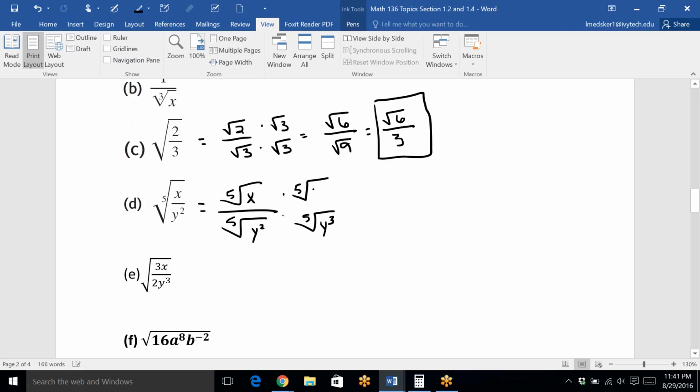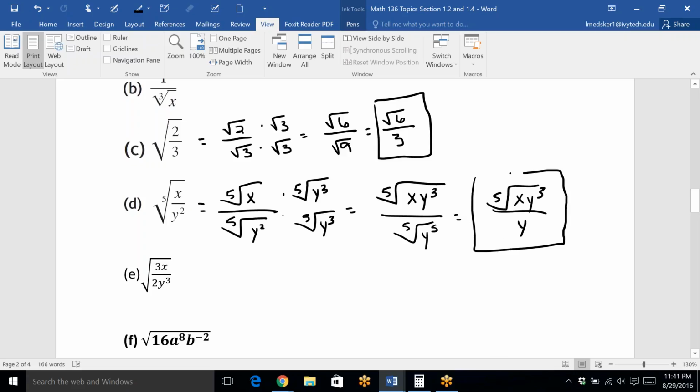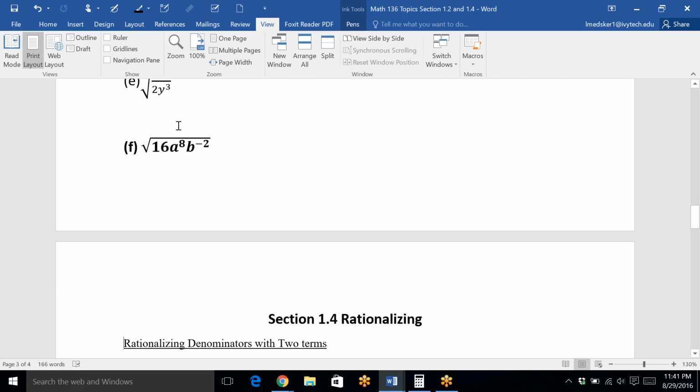Whatever you multiply by on the bottom, you have to do on the top. So this becomes the fifth root of xy cubed. You just put those two together over the fifth root of y to the fifth, and the fifth root of that would just become y. So we've gotten the radical out of the denominator. And then we want to do f.